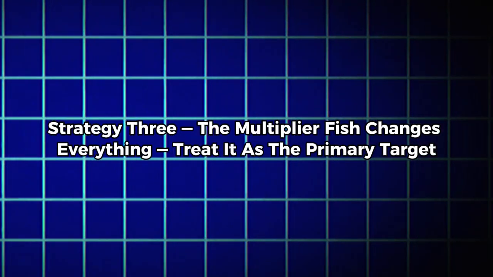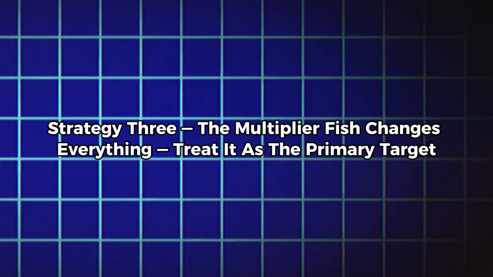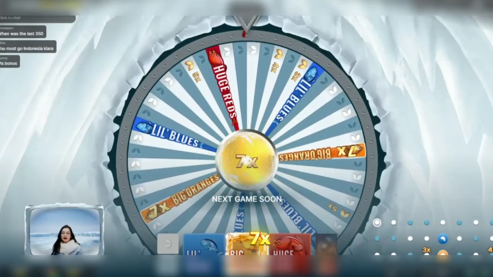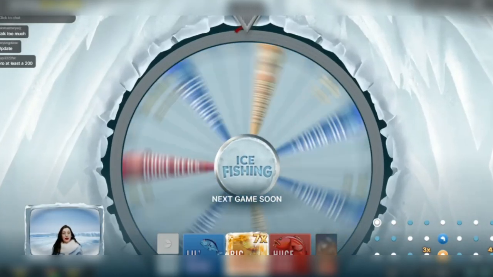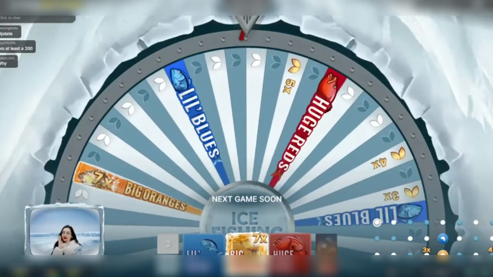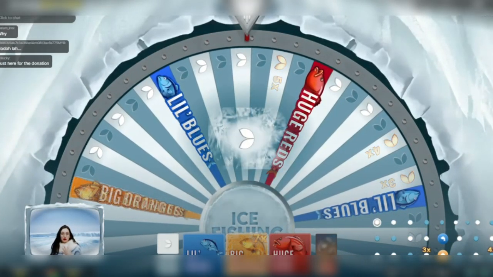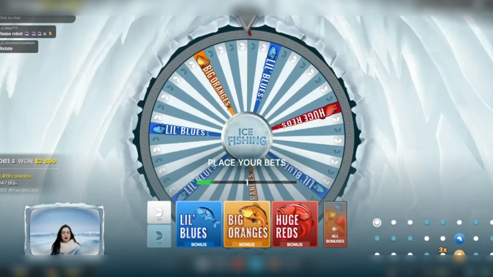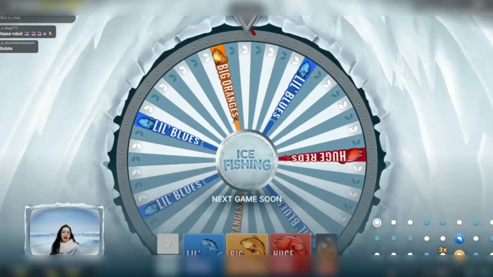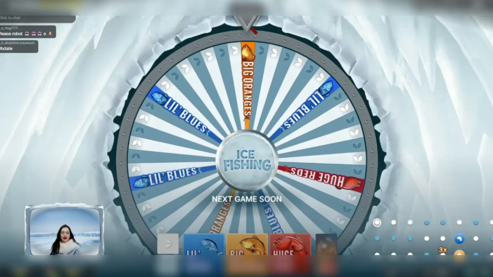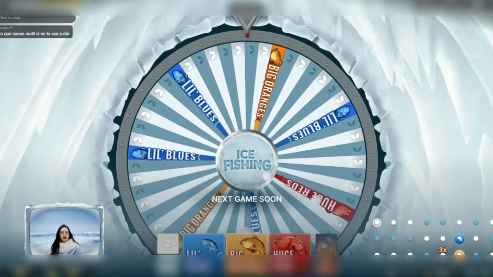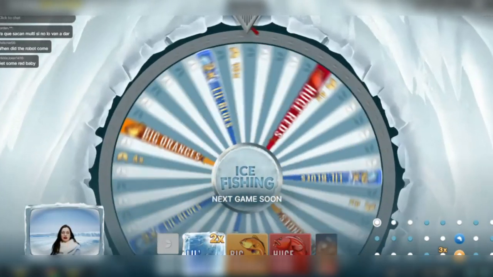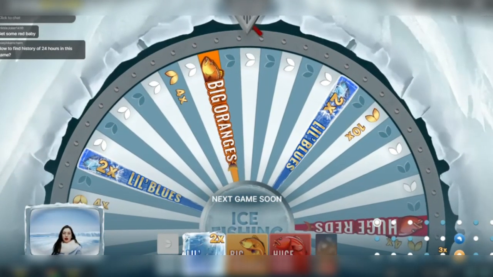Strategy 3. The multiplier fish changes everything. Treat it as the primary target. Among the fish that can appear during the Ice Fishing bonus, the multiplier fish is the single symbol most directly responsible for the game's biggest results. When a multiplier fish lands through one of the active holes, it does not simply add a fixed prize value. It applies a multiplier to the total value of all other fish already collected in that bonus activation.